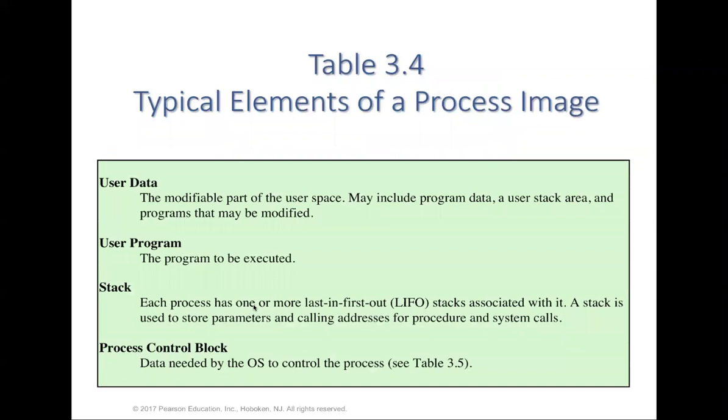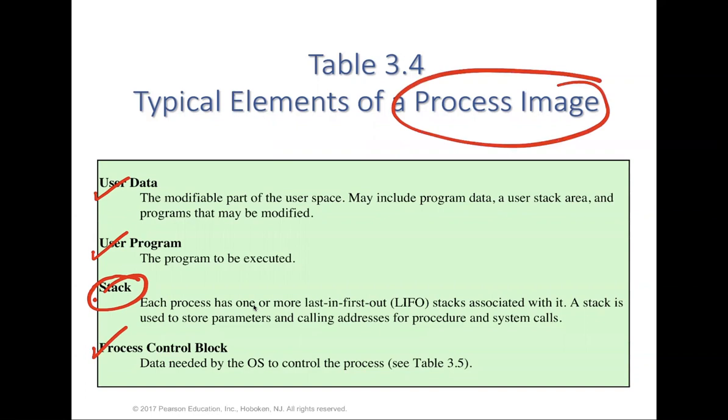So if we look at the typical elements of a process image, we see four components. We will refer to these components as user data, as we talked about before, user program, and then process control block. And then when we add the stack to those three main process elements or process attributes, we will call it a process image.